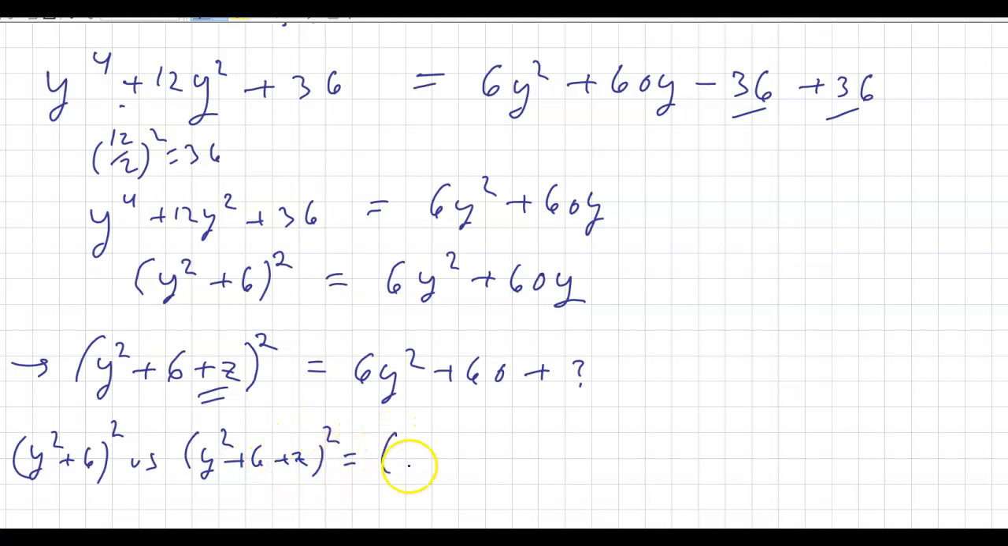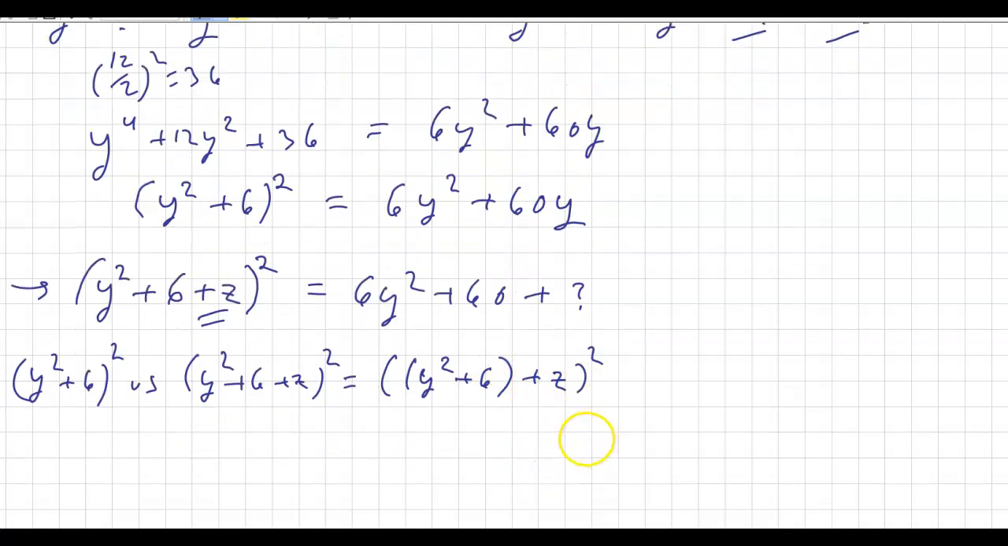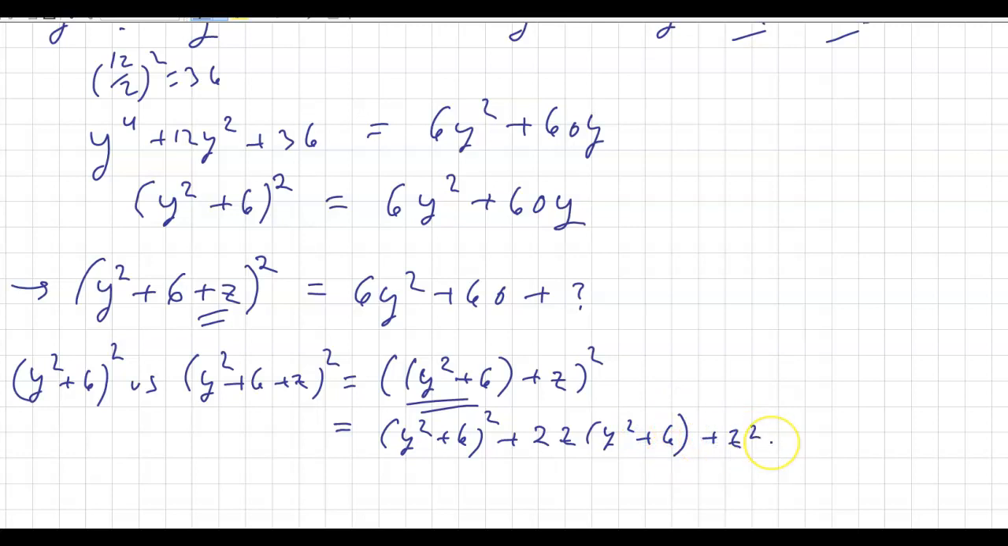And the way to do that is to rewrite y squared plus 6 plus z as y squared plus 6, and then the plus z there. Because now I can treat this as like one thing, and it becomes y squared plus 6 squared plus 2z times y squared plus 6. That's what would happen if you took this thing. Why don't I show you that because this is the most difficult part of this.